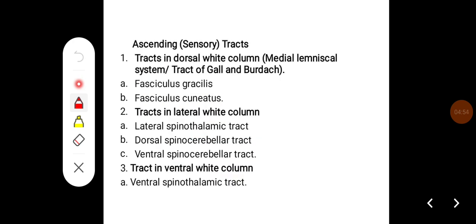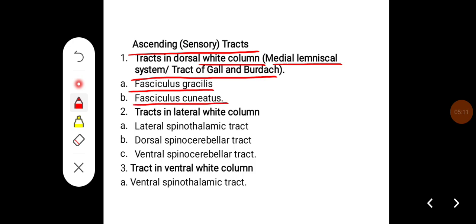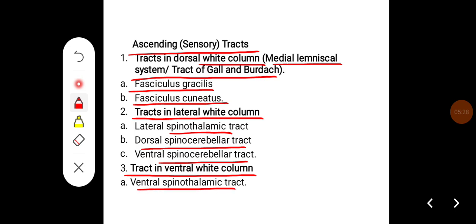Some of the ascending sensory tracts are the tracts present in the dorsal white column, which are the medial lemniscal system, also called the tract of Goll and Burdach, which consists of fasciculus gracilis and fasciculus cuneatus. Then we have the tracts of the lateral white column, which consist of the lateral spinothalamic tract and the dorsal spinocerebellar and ventral spinocerebellar tracts. And the tract in the ventral white column is the ventral spinothalamic tract.